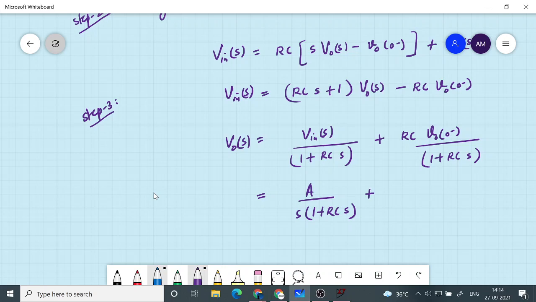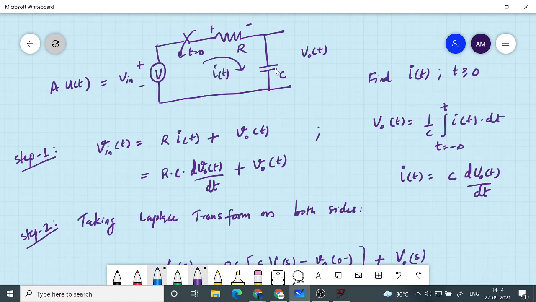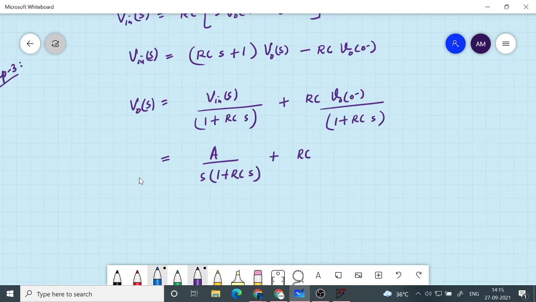So that I am substituting, and then I have RC into V0 of 0, that depends on the problem. In the problem that we solved in the lab, we have assumed that the initial charge was 0. We didn't give any initial charge, so the capacitor voltage was initially 0. But if you have a problem where it was not so, before the closing of the switch, if the capacitor has any voltage on it, then you can put that voltage here. But in our case this is 0, so that term vanishes.